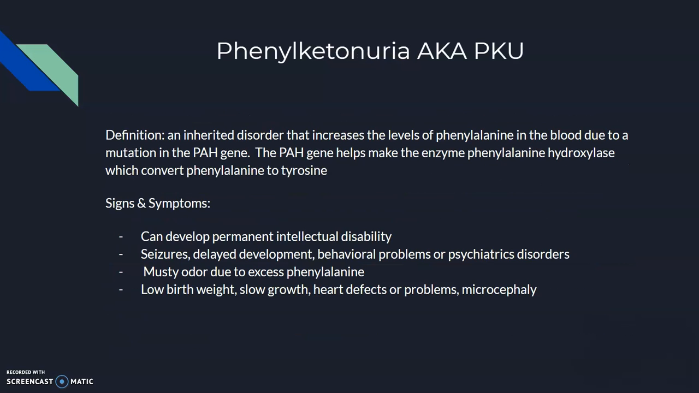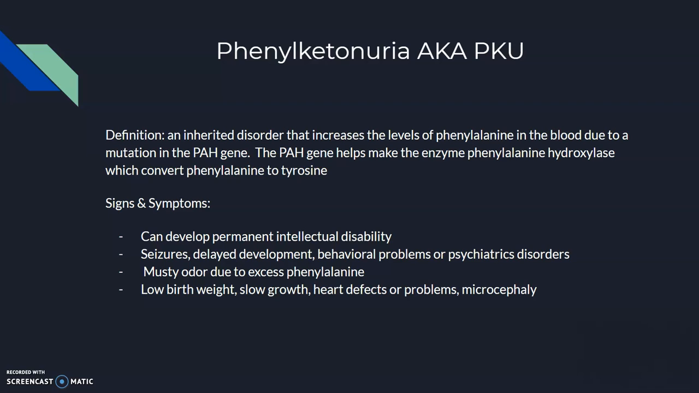So first I'd like to talk about what PKU, or phenylketonuria, is. The definition is an inherited disorder that increases the levels of phenylalanine in the blood due to mutation in the PAH gene. The PAH gene helps make the enzyme phenylalanine hydroxylase, which converts phenylalanine to tyrosine.